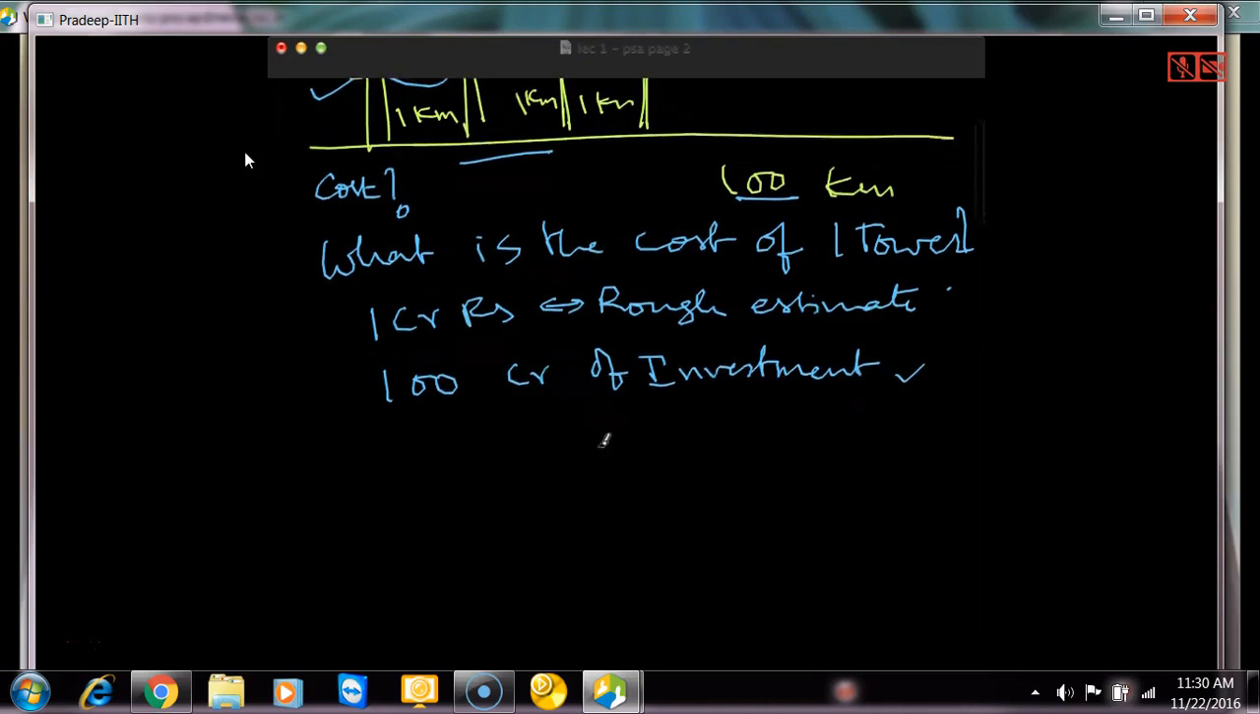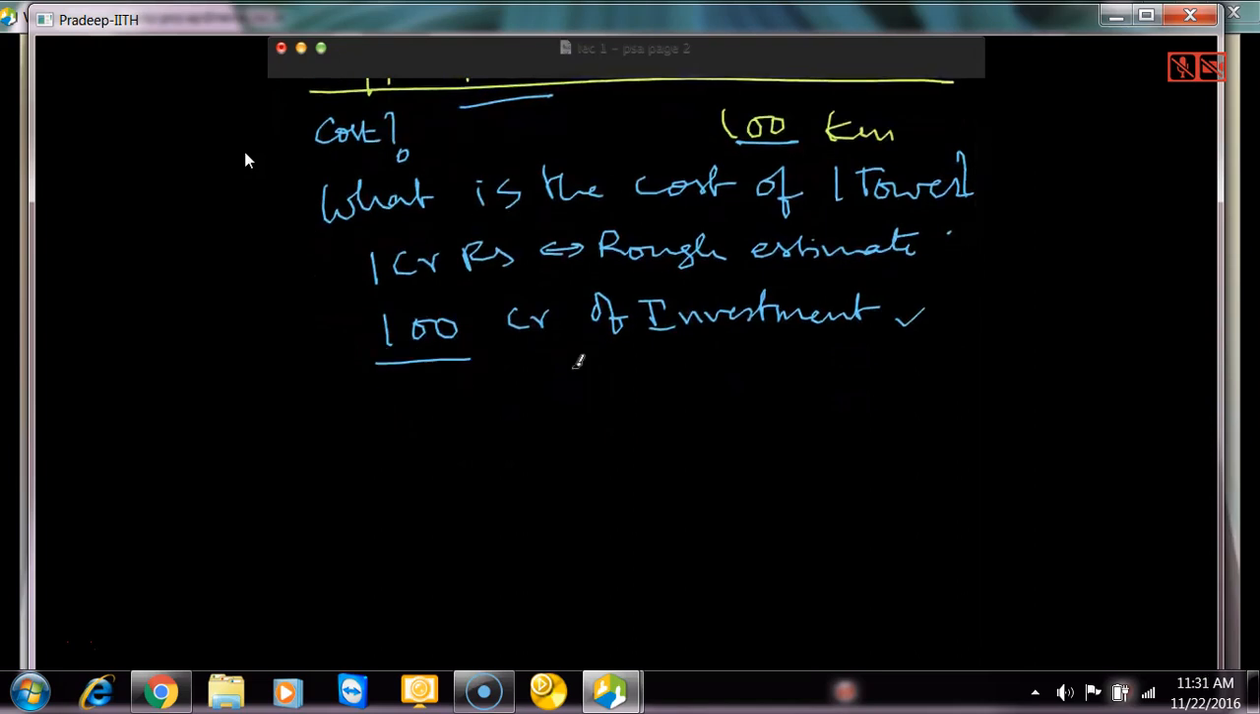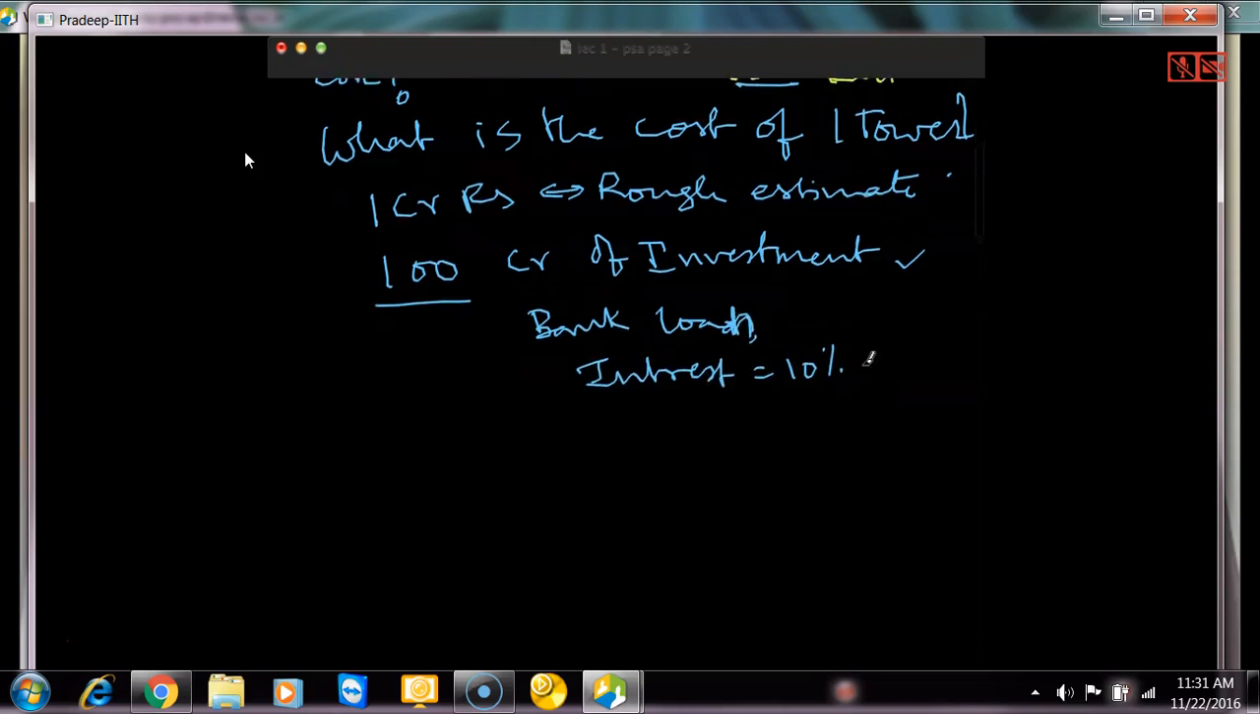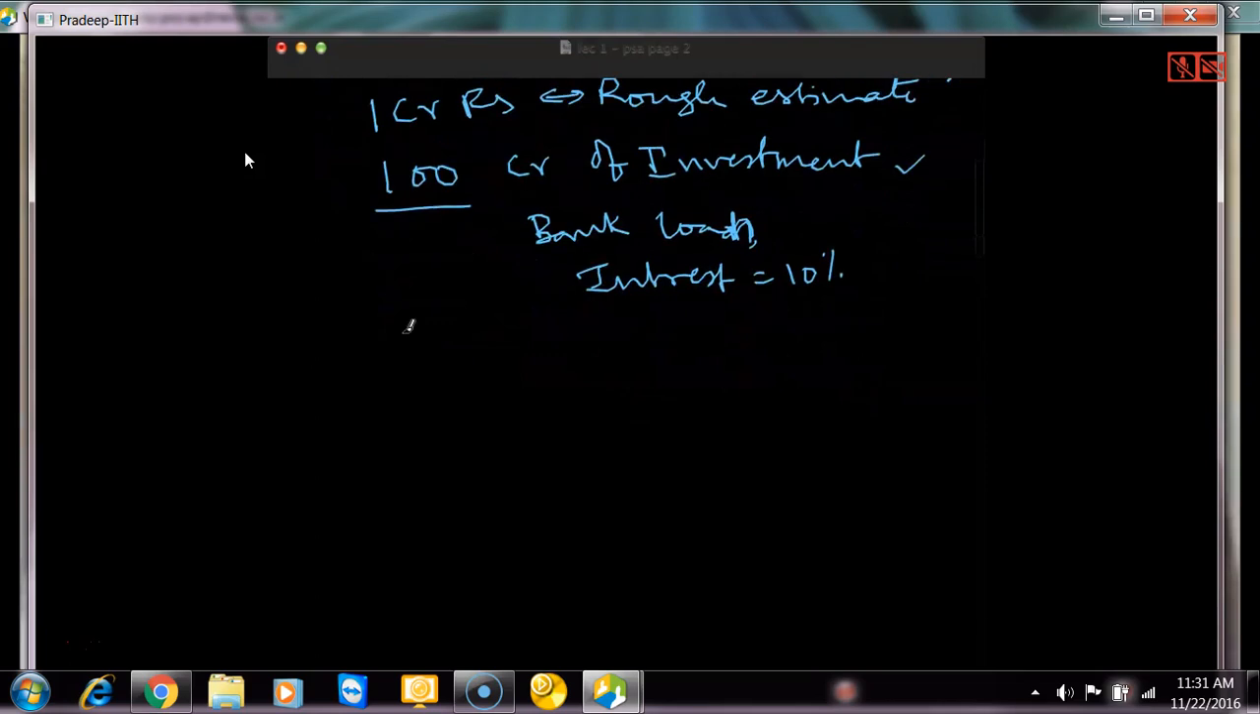So normally what happens is this entire investment will not be spent right away. Mostly it will be based on a bank loan. Okay. So for large transmission companies, it will be a bank loan. And let's assume the interest rate as 10%. So if that is the case, then what will be the interest? Interest will be 10 crores per year. So every year 10 crore rupees will be the interest. So this is again a very rough calculation.